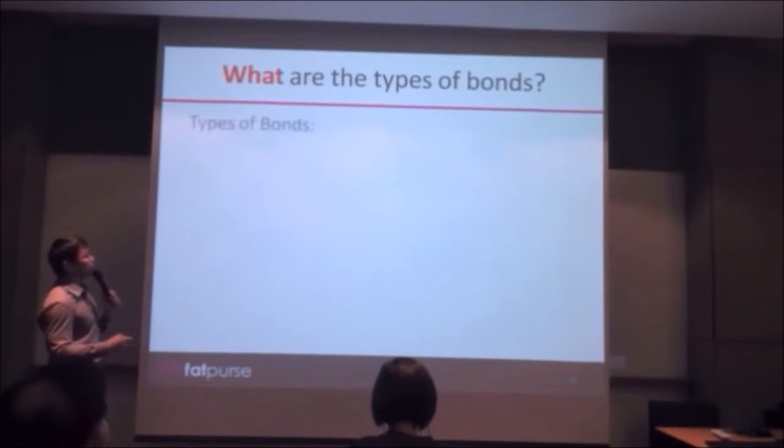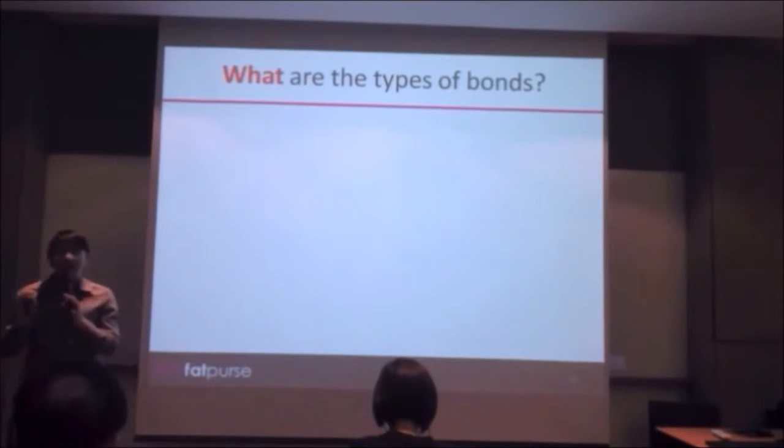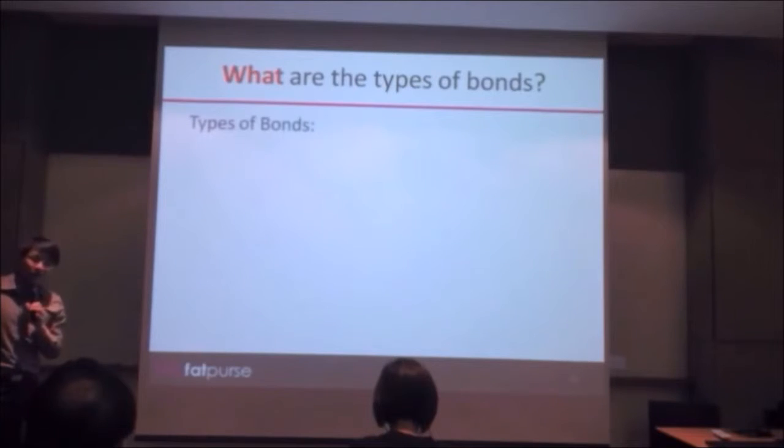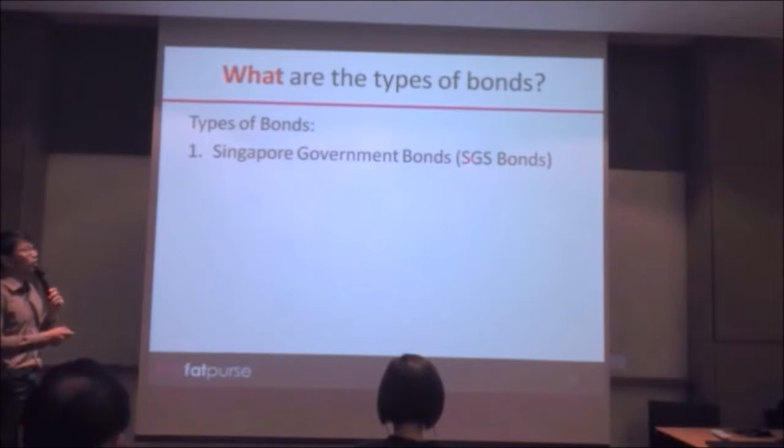So what are the types of bonds? Now you know the return of a bond and what a bond is, but what are the types of bonds? Of course there are many types, but I will only show you 3 types. First is Singapore government bonds. We call them SGS bonds, Singapore Government Securities bonds.